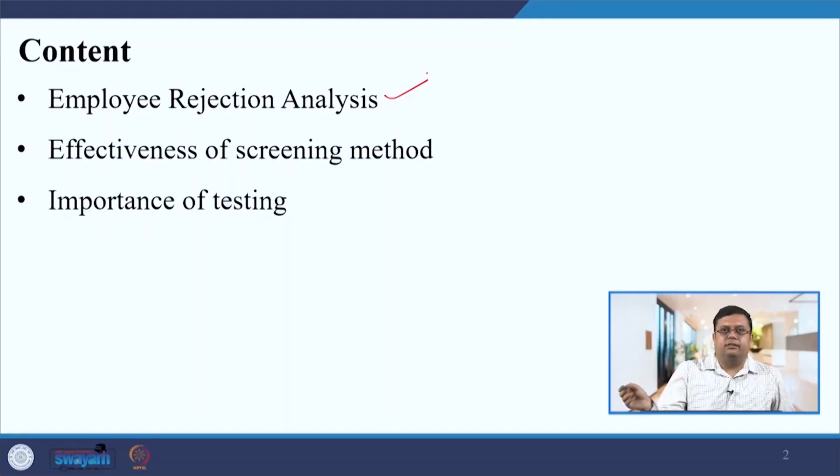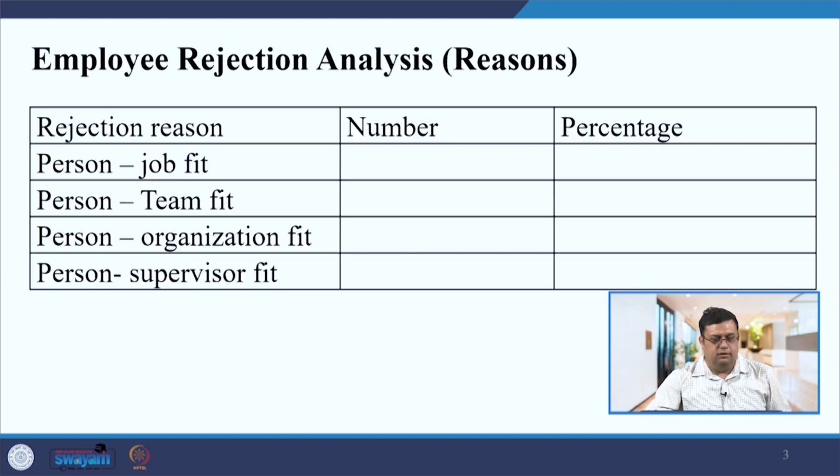So in this session we will learn how to do the rejection analysis, as well as understand the importance of this rejection analysis. We will understand the effectiveness of the screening method, the importance of testing, and the effectiveness of the selection method also. These are the things that we will discuss in this particular session. So let us start with the employee rejection analysis.